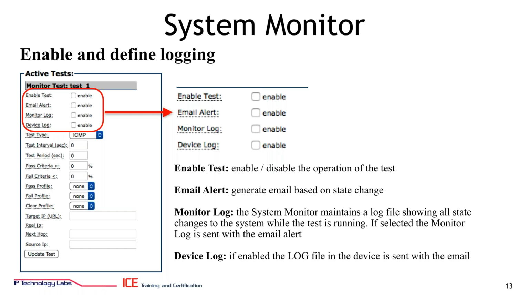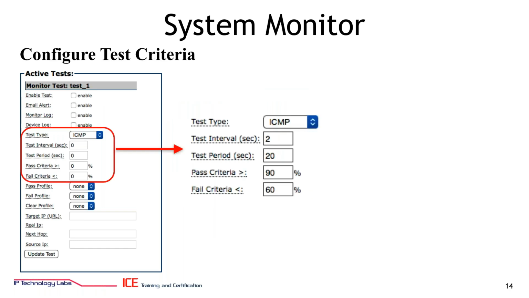You can also send the device log, which is if you go to the web page and you hit log, that is the device log. So you can send that along. And the device log gives you a good historical view of what's happening within the device. So if you get a failure and you send the device log, it tells you what had happened leading up to that failure scenario.